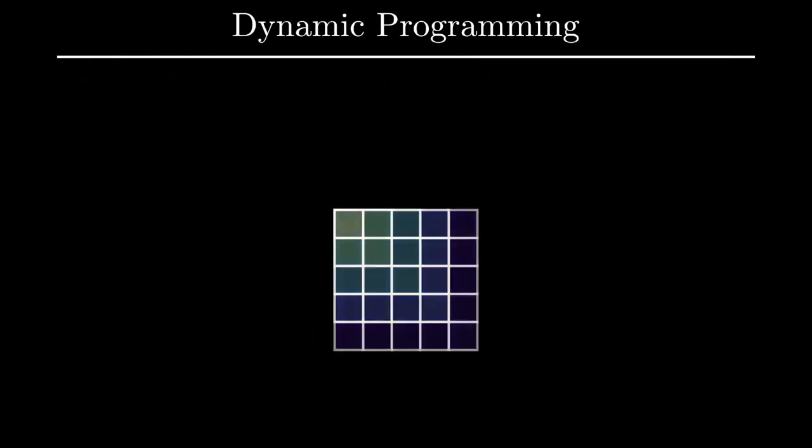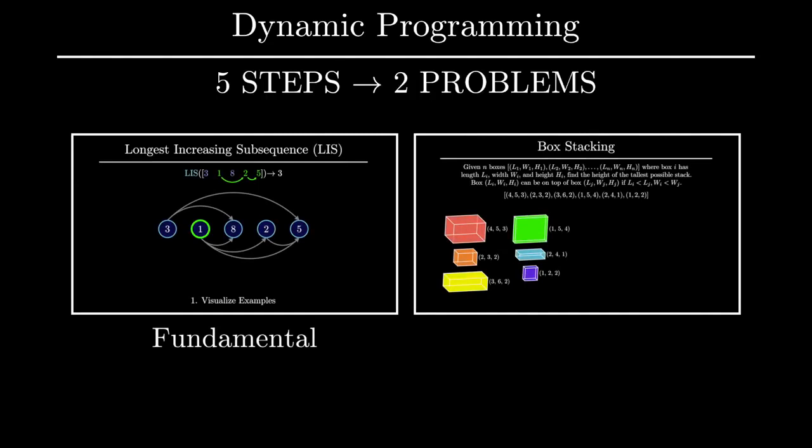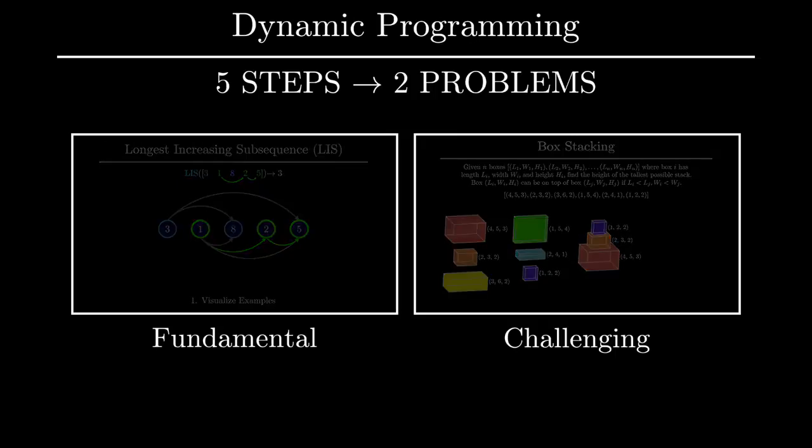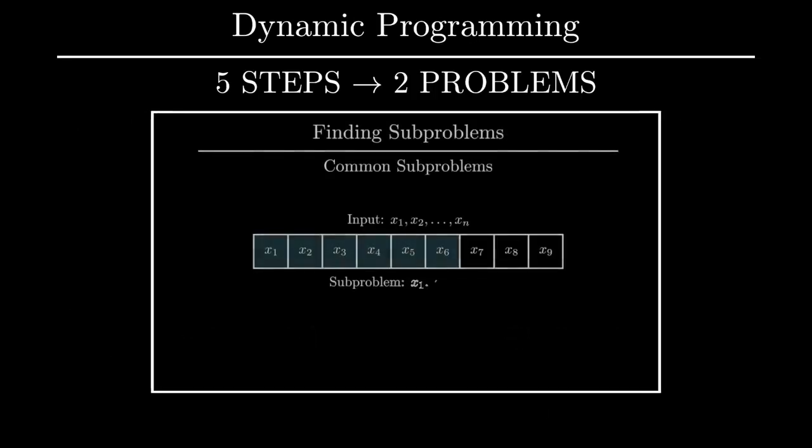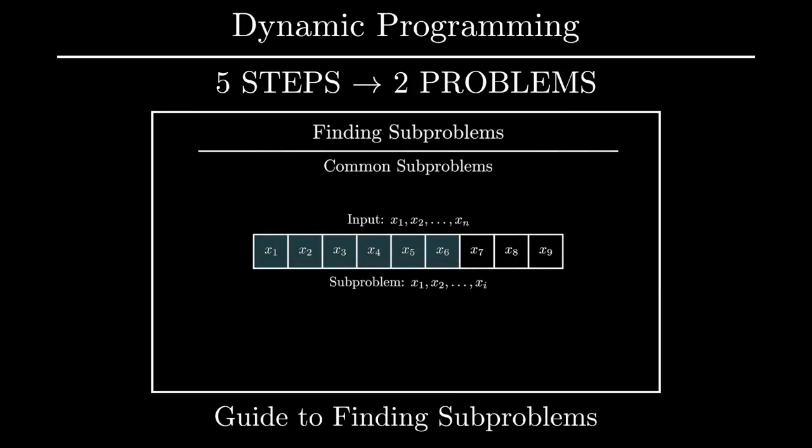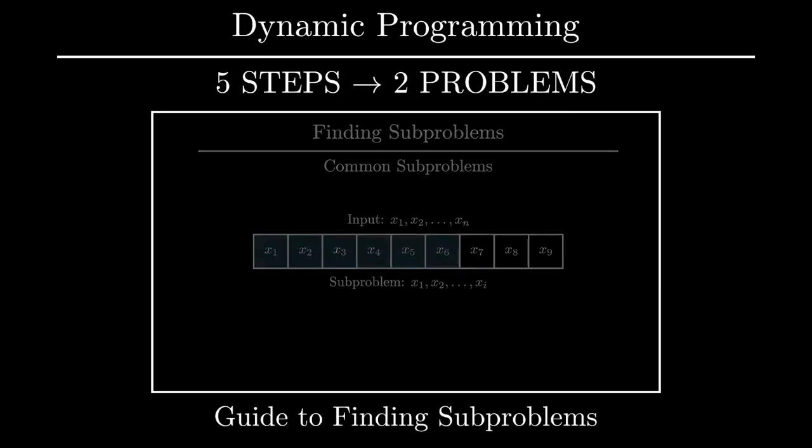In this video, I'll walk you through 5 steps that you can use to help tackle dynamic programming problems and show you how they work in the context of 2 specific problems. The first problem is a pretty fundamental one, while the second one is a more challenging extension. And at the end of this video, we'll have a discussion of general approaches to dynamic programming beyond the examples in this video. Let's get started.